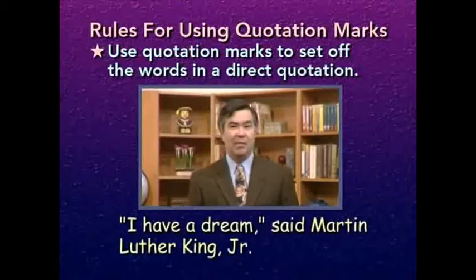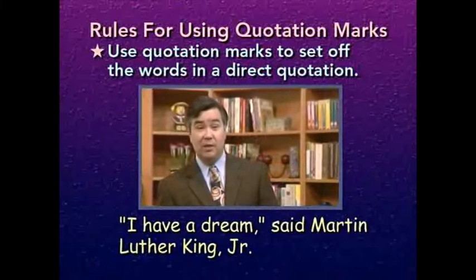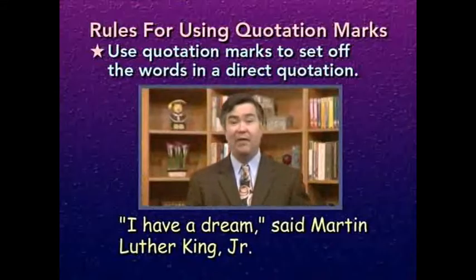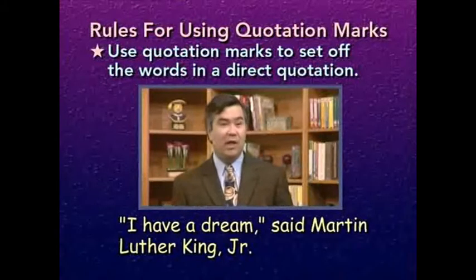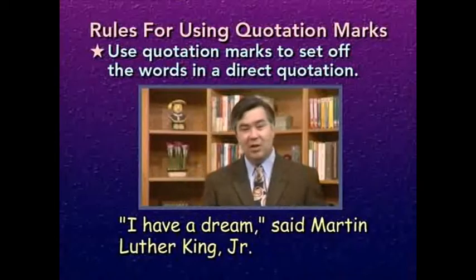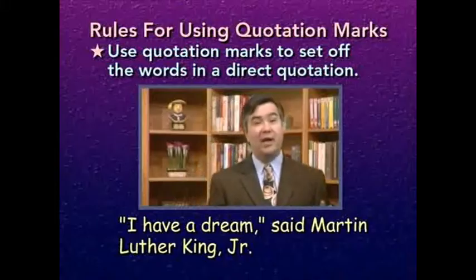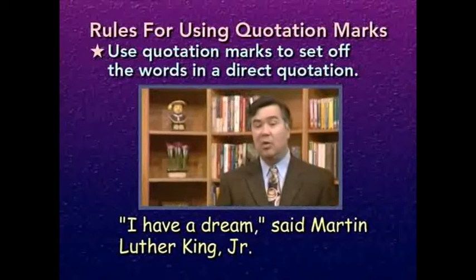Here's a simple example. "I have a dream," said Martin Luther King, Jr. The words that Martin Luther King, Jr. actually said were, "I have a dream." So to indicate which words those were, we put the opening quotation marks before "I" and the closing quotation marks after "dream." You'll notice that we also have inserted a comma after the word "dream," preceding the quotation marks.